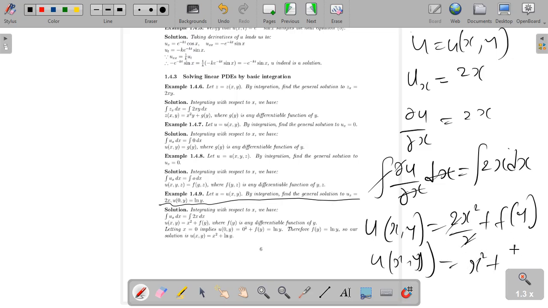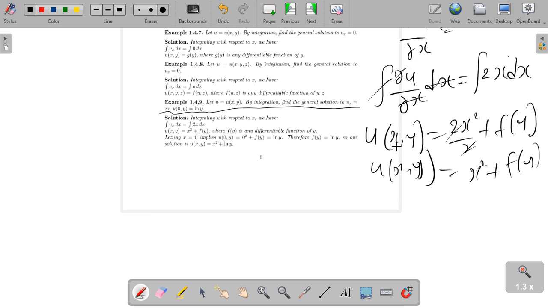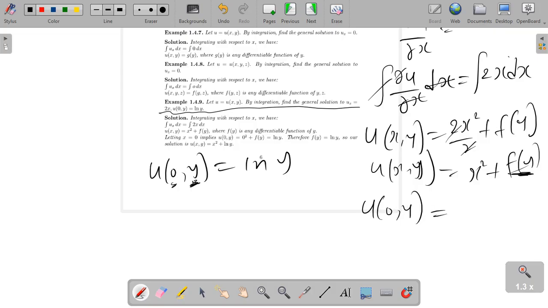Now, there is something they gave us. If you look at that question, they gave us that u of 0 and y is equal to ln y. So here, that means anywhere I see x, I'll put 0, and anywhere I see y, I'll put y. Okay, so it will help us to get this function we are looking for. So u of 0 and y will now be equal to 0 squared plus a function of y, which is equal to, they gave us, ln y. So 0 squared is 0. Therefore, our function of y will now be equal to ln y. You understand?